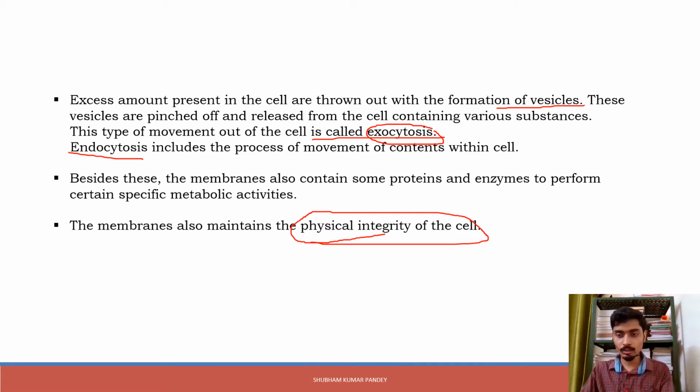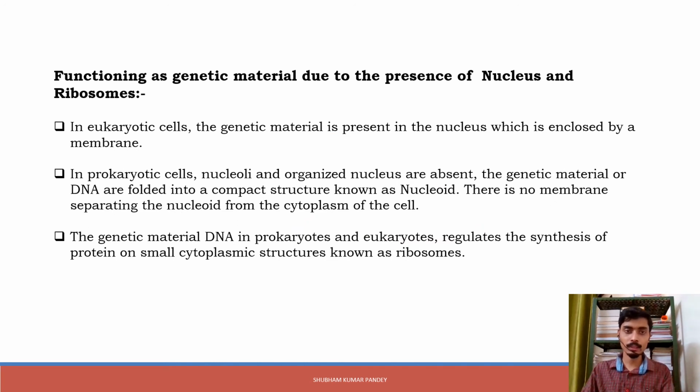So these are the functions of the cell related to the plasma membrane, the functions cells perform with the help of the plasma membrane. Okay, now let us discuss the function as genetic material, due to the presence of the nucleus and ribosomes.